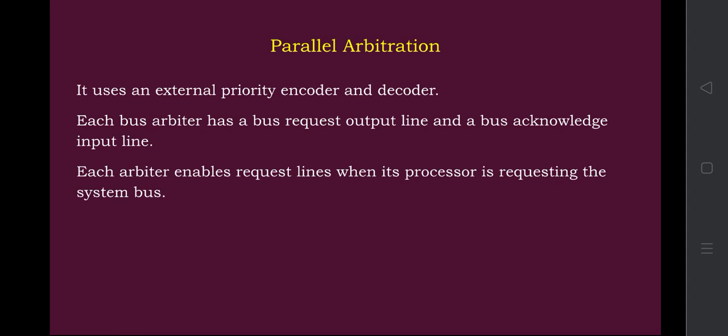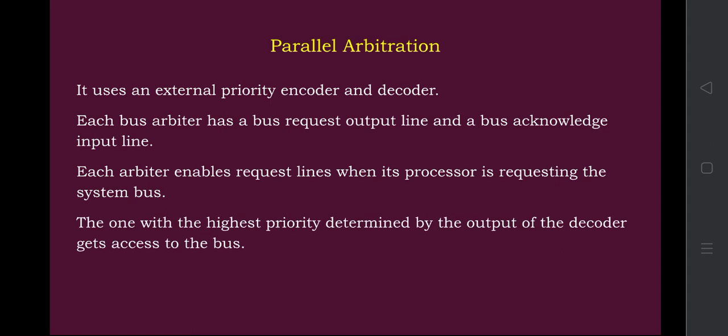Each arbiter enables its request line when its processor is requesting the system bus. So whenever the processor needs the system bus, the controller automatically enables the respective arbiter. That will enable the bus control for its own device. The one with the highest priority, determined by the output of the decoder, gets access to the bus. So this is not like the serial case, where the priority passes from 1 to 2, 2 to 3 and 4 and so on. Naturally, there is a logic which determines the priority of the arbiter, which is done by the decoder output, to get access to the bus.